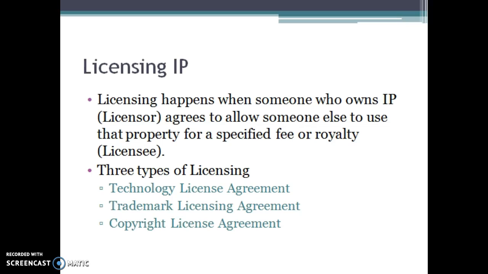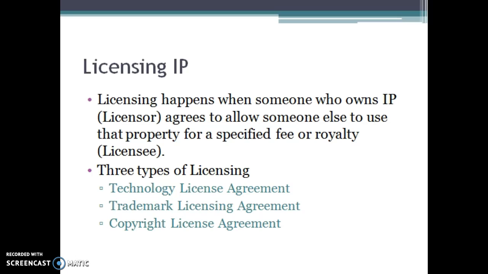So, licensing intellectual property. Licensing happens when someone who owns intellectual property, which is called a licensor, agrees to allow someone else to use that property for a specified fee or royalty. And we'll talk about what a royalty is later on.